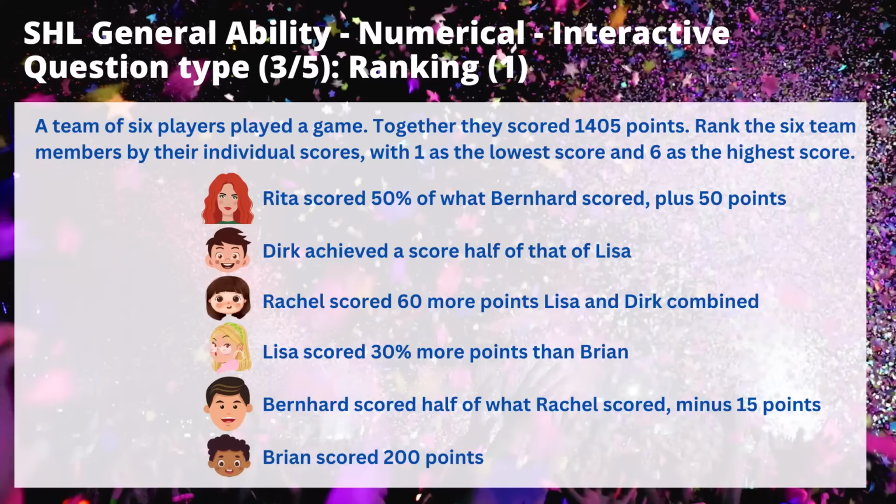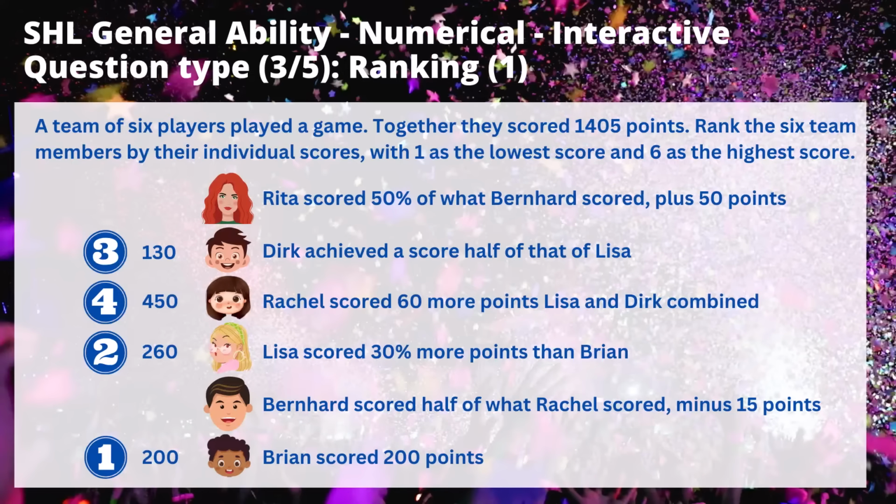Here the starting point is Brian, whose score is given with 200. Next in line is Lisa, who scored 30% more points than Brian, hence 260 points. Dirk's figure depends on Lisa's score. He scored half of Lisa's, hence 130 points. Rachel is next, who scored 450 points. Bernhard scored 210 points and Rita 155 points. This is the computation chain here.